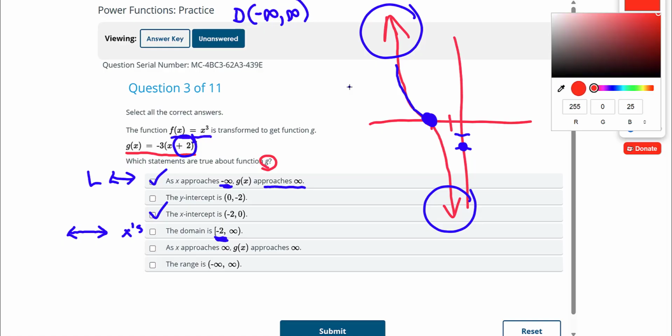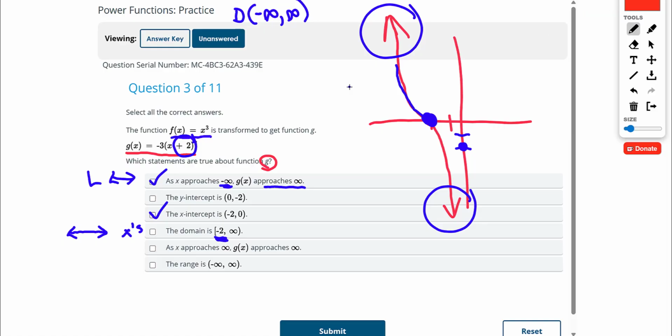All right, then finally, I'm going to switch up colors. As x approaches positive infinity, that means we're looking at the right side of the graph, the function approaches positive infinity. Well, the right side of the graph is over here, and the right side of the graph is going downhill. So this answer should be -infinity instead of positive infinity.